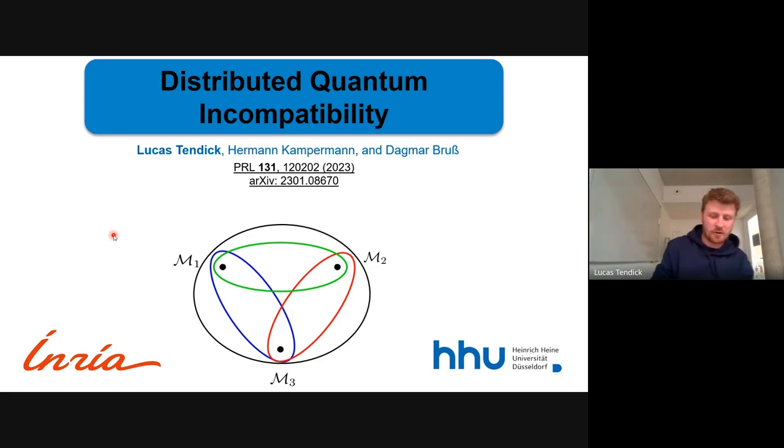Thanks a lot for the nice introduction, and of course also for the invite in the first place, to everyone who's involved in the organization and to everyone who's listening. So as Alexandre said, I'm now at Inria in Paris-Saclay. And before, you see it here from the logo, I was in Düsseldorf with Dagmar. This paper I'm talking about is sort of the last thing that came out of my PhD, which is about quantum incompatibility.